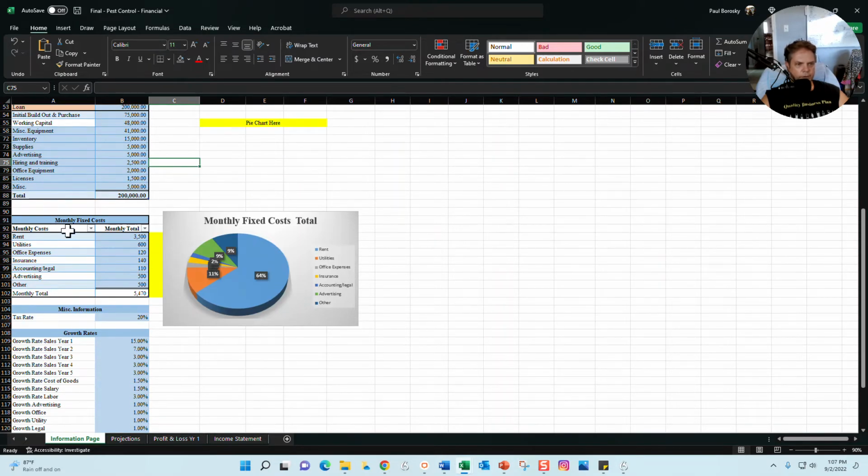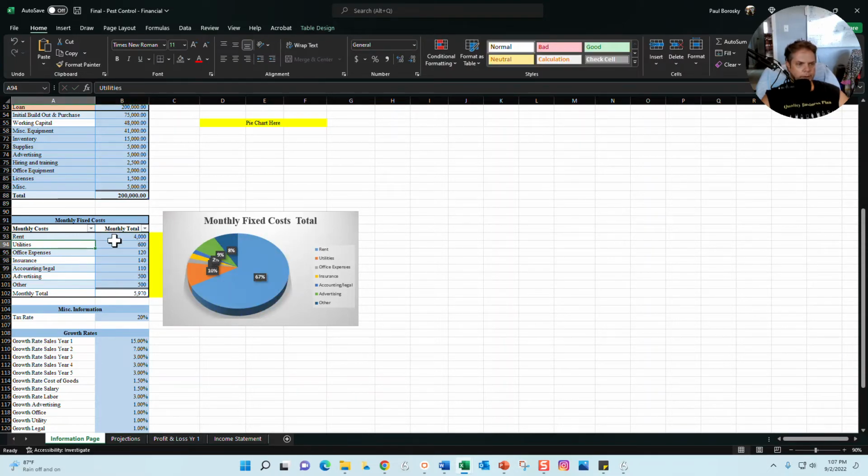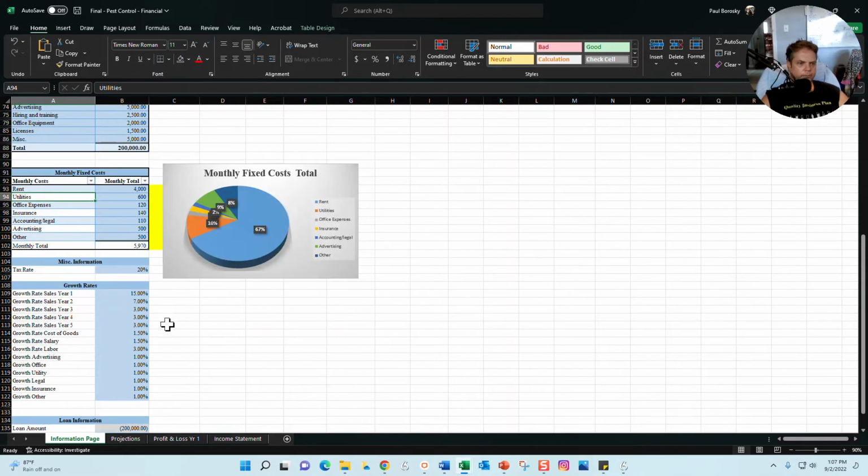The next section is going to be the monthly fixed cost section. If you're not going to pay rent, put 0. If your rent's $4,000, put 4,000. Whatever it's going to be, just put it there. And then just break it into categories: utilities, office expenses, insurance, accounting, and so on.